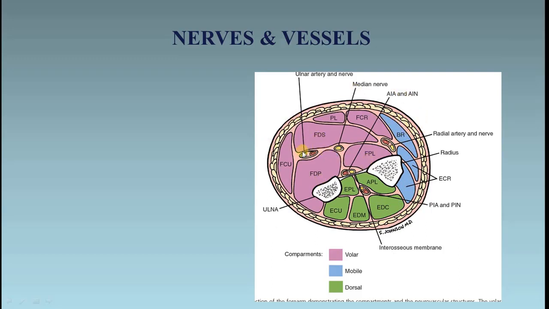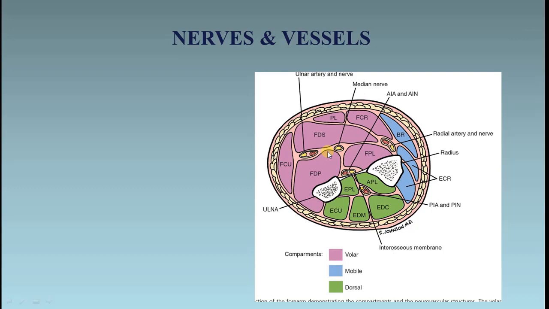So this should be your ulnar nerve and artery, and this should be your radial nerve and artery. The deep branch of the median nerve is the anterior interosseous nerve, whereas the main median nerve is present between the superficial and deep flexors. Okay. So now when you look at the cross section, you have an idea of how these muscles are oriented, how the vessels are oriented.